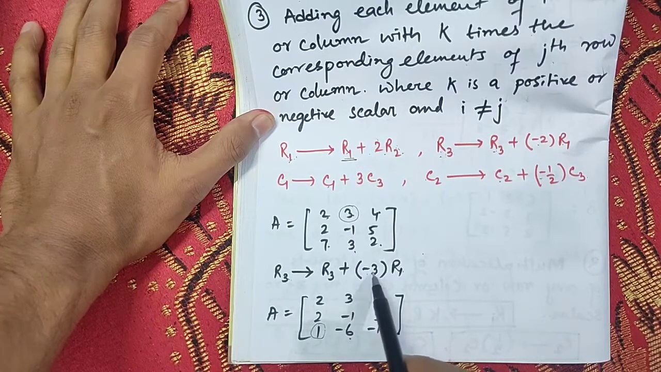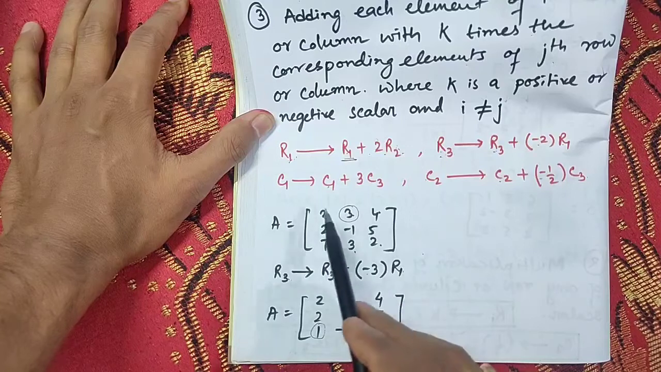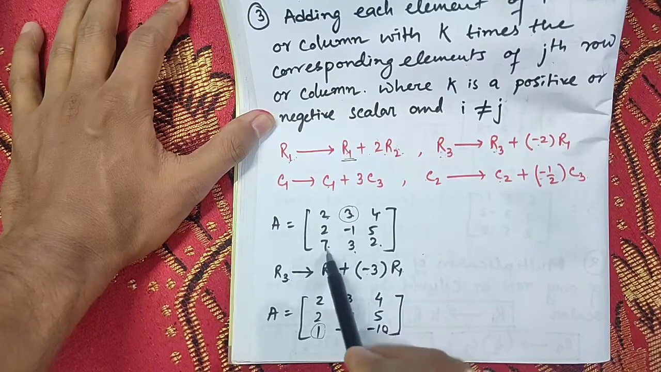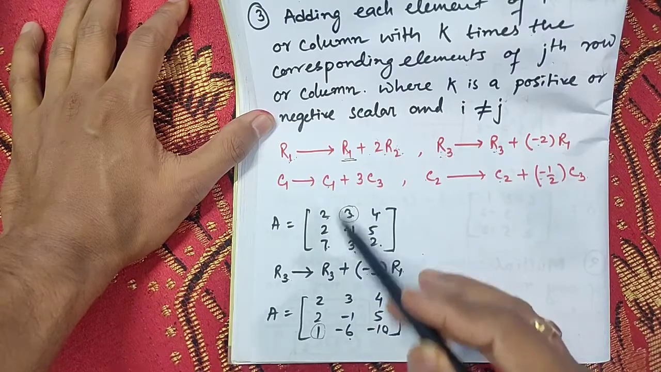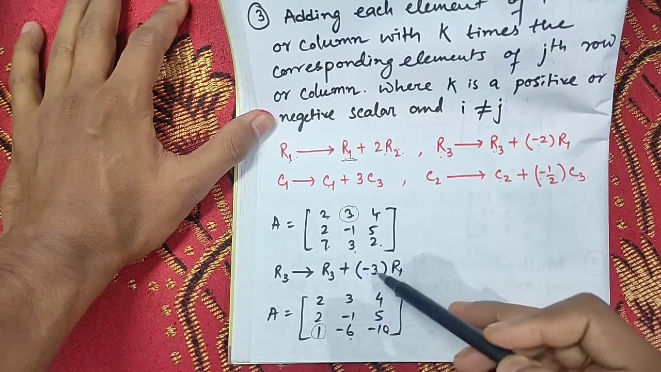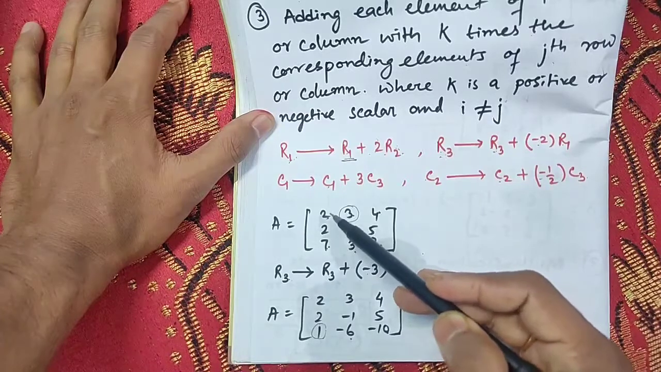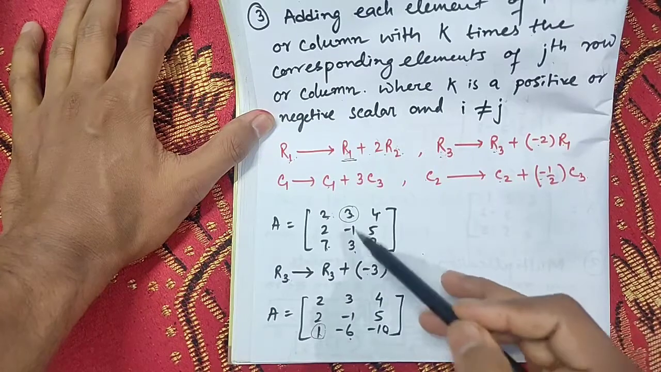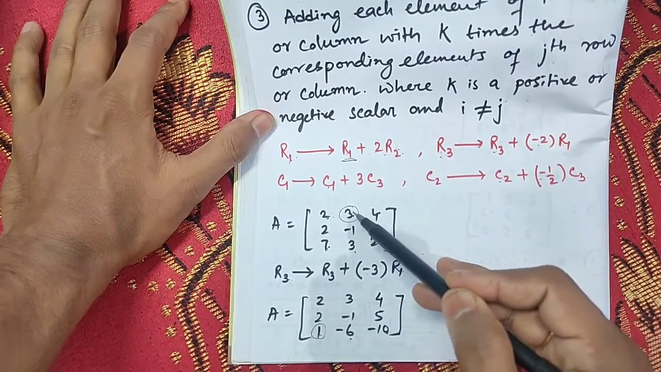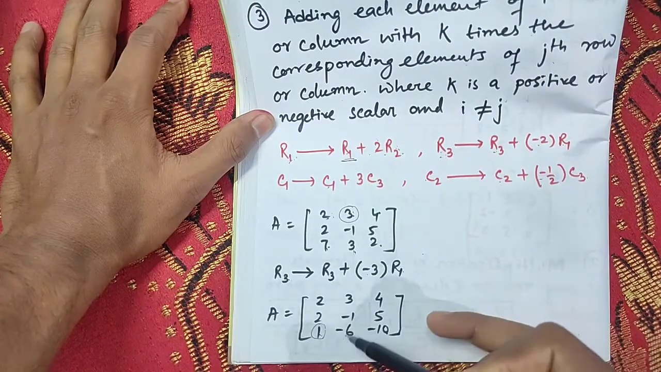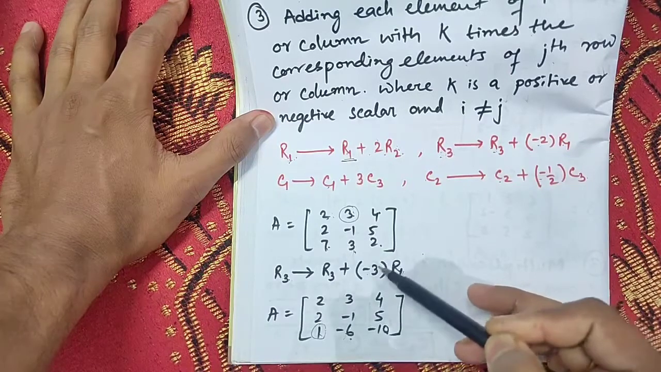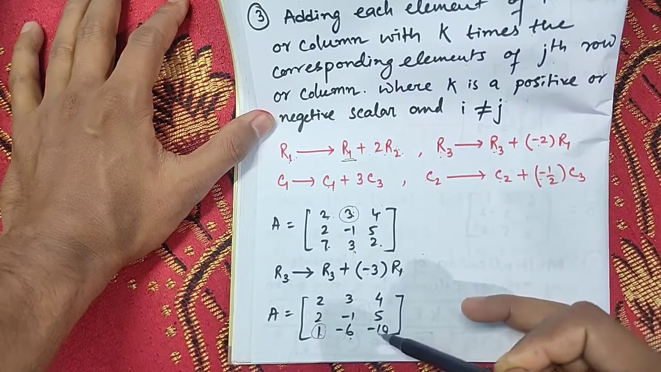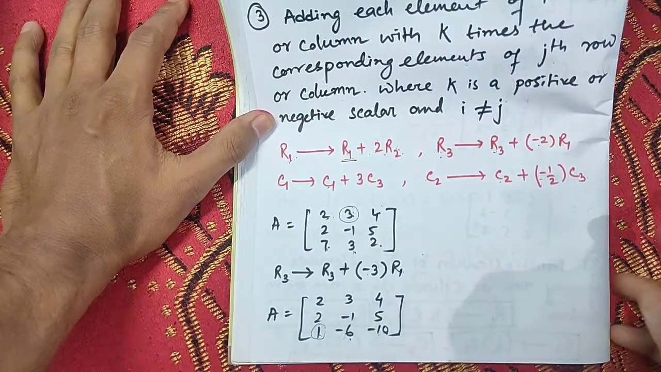So if you multiply -3 with R1, this will become -3 into 2, -6. Now -6 plus 7, because we have to add with the corresponding elements. So -3 into 2 is -6, -6 plus 7 is 1. Similarly -3 into 3 is -9, -9 plus 3 is -6, -3 into 4 is -12, -12 plus 2 is -10. Got it?